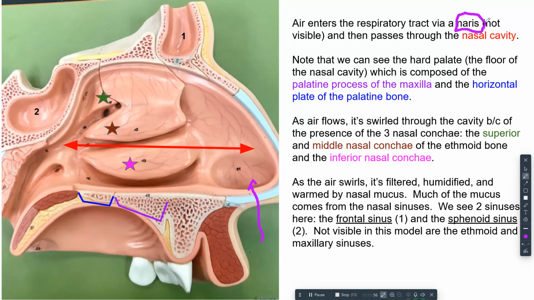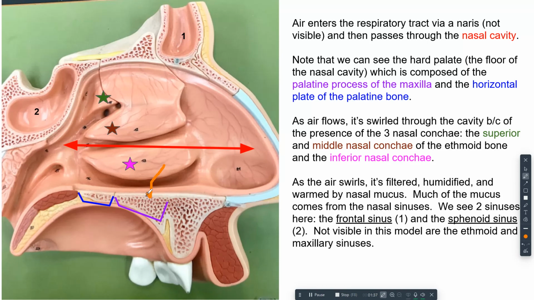Don't you love it how we replace good words with new words? So nostril is a nares. And then once the air goes through the nares, it's in the nasal cavity, which we see here where the red arrow is spanning. Now, the nasal cavity on its floor is going to have some bony structures. The bony structures of the nasal cavity make up the hard palate. So where I just drew two purple lines, that's the hard palate, which is the bony floor of the nasal cavity. And that hard palate is made out of two separate bony structures.